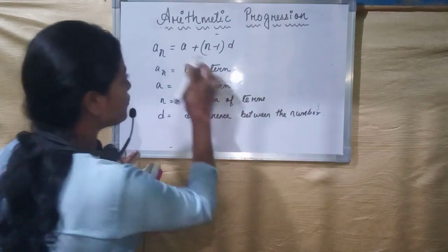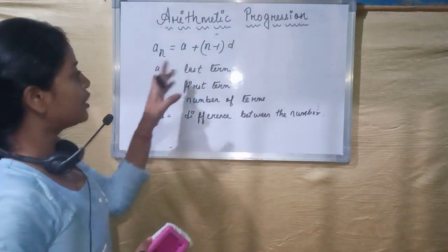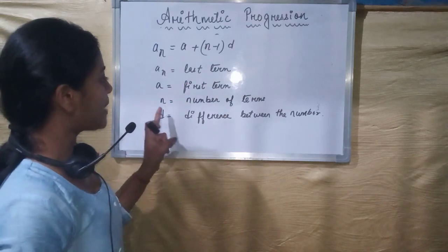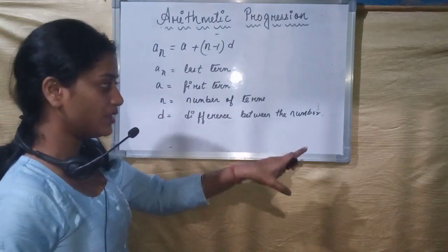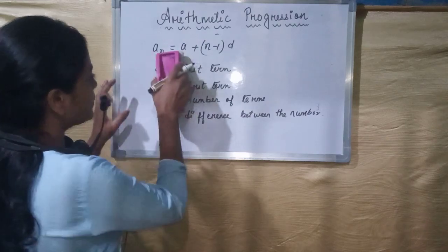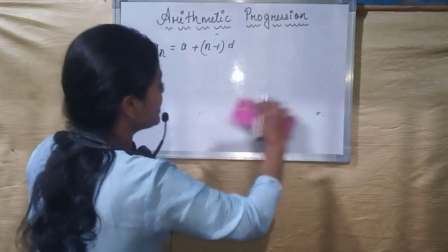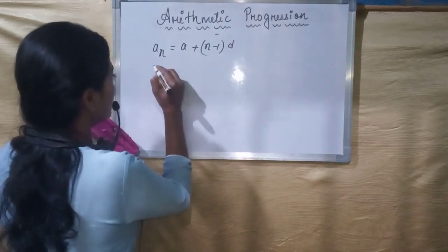So this is the general formula of arithmetic progression: an equal to a plus n minus 1 into d, where an is the last term, a is the first term, n is the number of terms, and d is the difference between the numbers. This formula is generally used when, suppose the question is given, find out the number of terms.